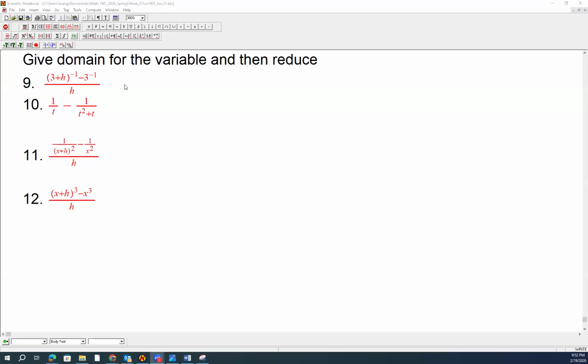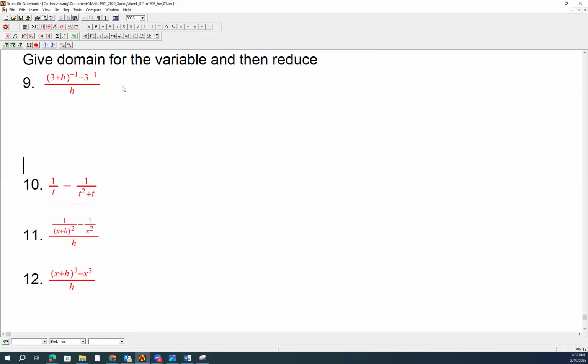All right, guys, this is the last part of the series. Okay, please follow me. Domain for this one will be h cannot be 0. Okay, h cannot be 0. That's the domain.